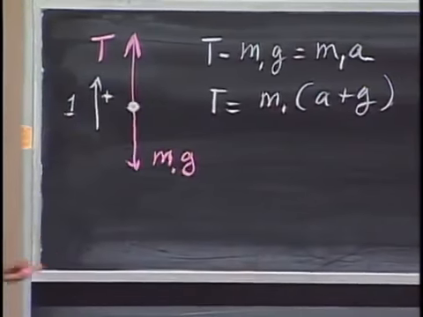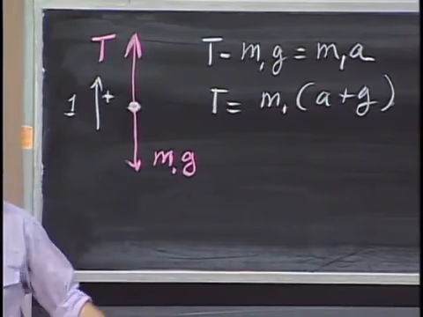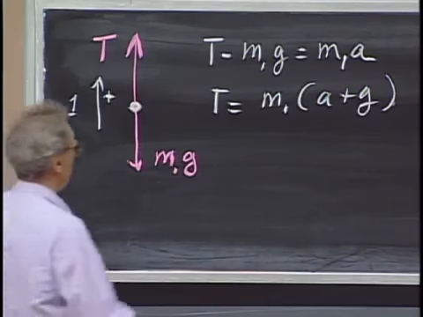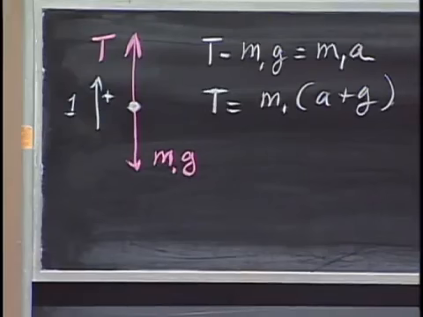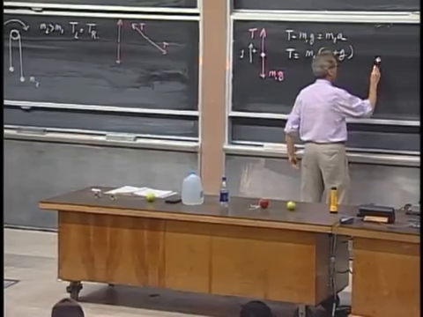Hey, we've seen that one before. This one is being accelerated upwards. Notice it gains weight. That's the tension. And this is the acceleration. I have one equation with two unknowns. So I can't solve it yet. But there is another one. There is number 2 here.